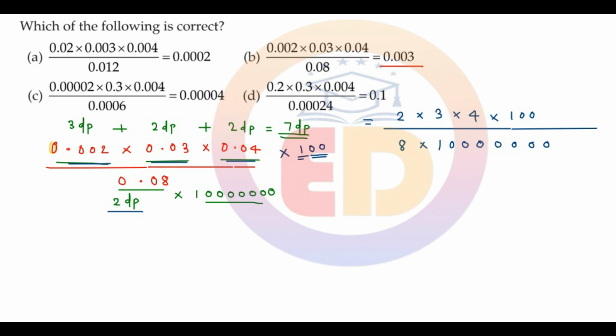Now let's simplify the numerator and denominator. In the numerator, please have a look. 2 into 4 will give me 8. Denominator also has 8. They will be cancelled. In the numerator, only term left is 3.